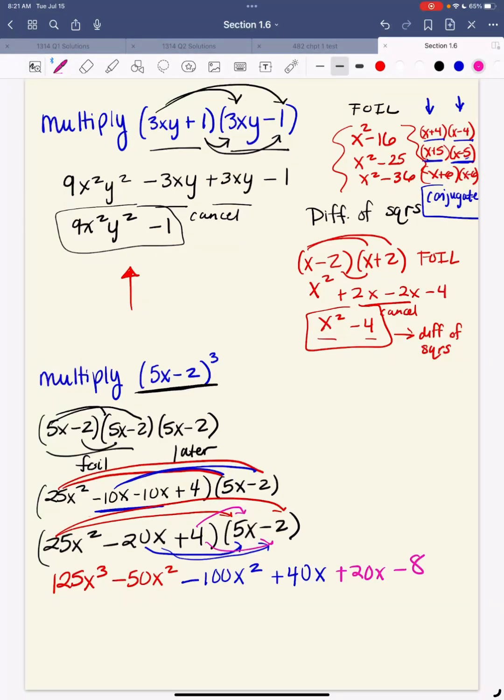So now let's clean all of this up. What are like terms and what are not? It looks like I have 125x cubed. Those are my only cubes. But I can combine these squares here to get a negative 150x squared. Then I have a 60x for my x's, and I still have a minus 8.